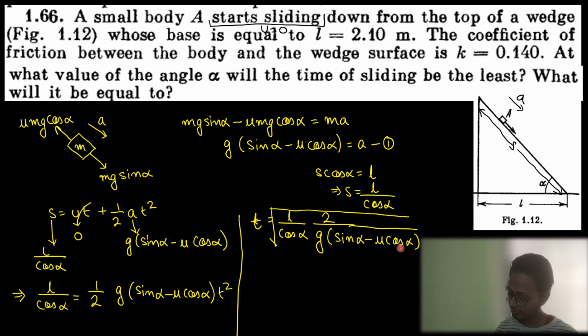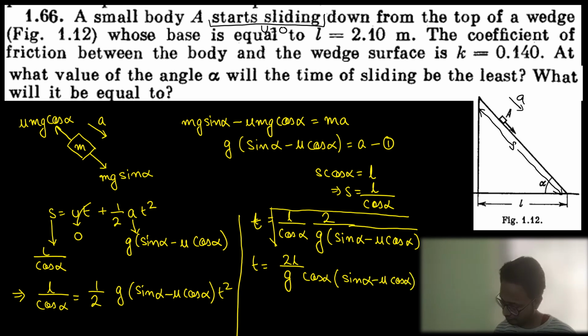Now in this equation, what are constants and what are variables? Yes, this 2 is constant, this L is constant, this g is also constant, acceleration due to gravity. Out here, alpha is the variable, no? So can I rewrite this equation as T is equal to 2L by g into cos alpha into sin alpha minus mu cos alpha.